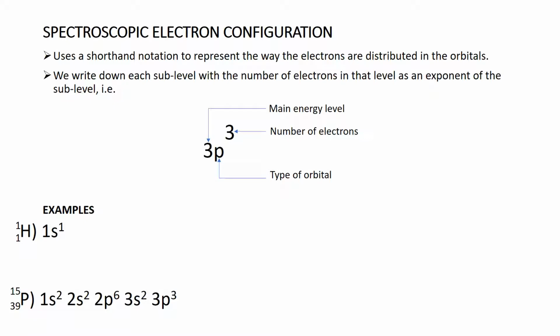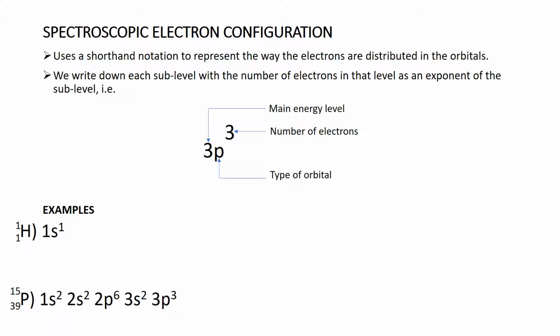In this video, we're going to talk about other electron configurations and we're going to look at some end of chapter example problems. Let's start by looking at the spectroscopic electron configuration. It uses a shorthand notation to represent the way the electrons are distributed in the orbitals, and we write down each sublevel with the number of electrons in that level as an exponent of the sublevel.